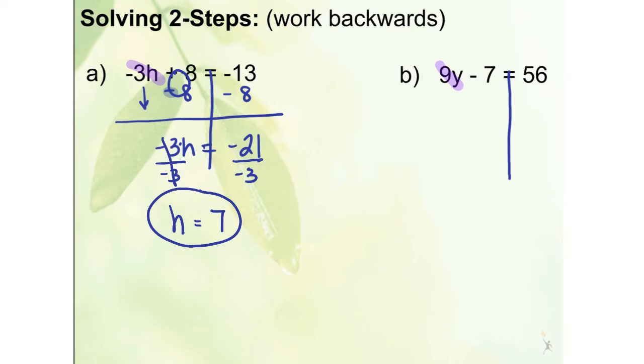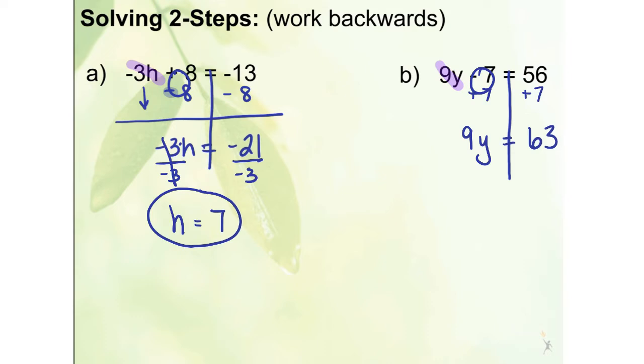For B, we are going to look again and we are going to get rid of that minus 7. You can think of it as minus 7, so we'll add 7. Or you can think of it as negative 7, which to get it to 0, we put a positive 7 with it. Either way, it does the same thing. So what that does is zeroes it out from here, and we have our multiplication, 9y, 9 times y equals whatever 56 plus 7 is. That works out to be 63.